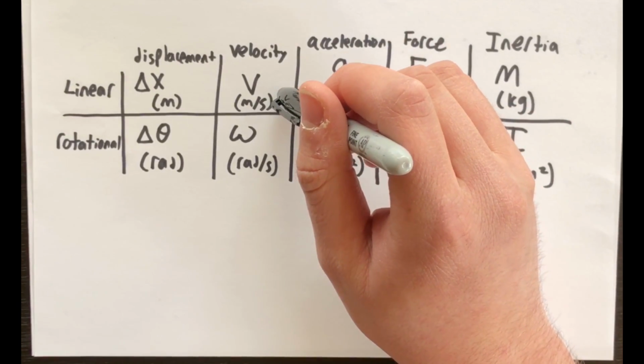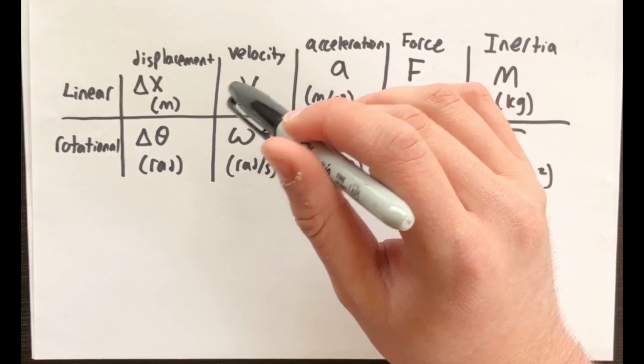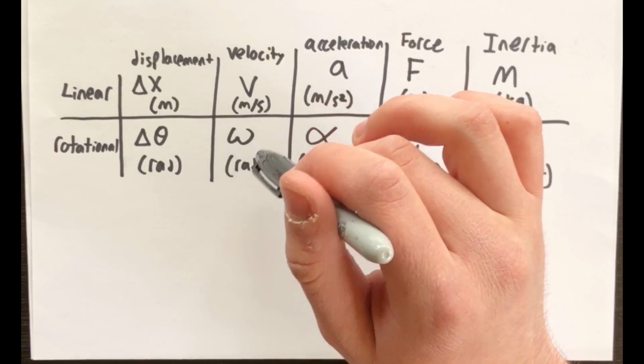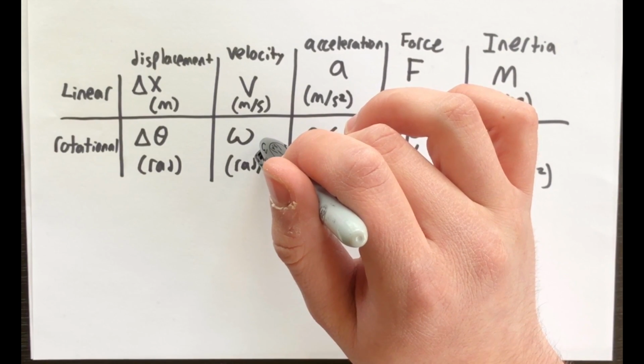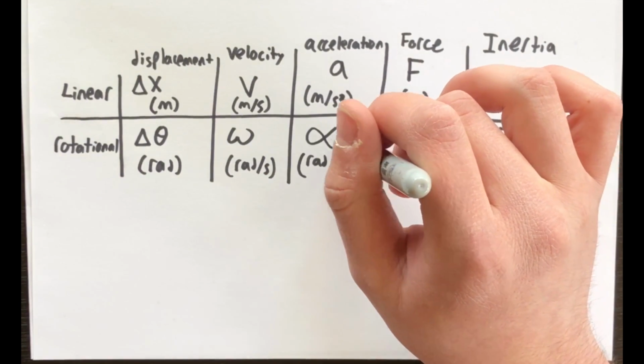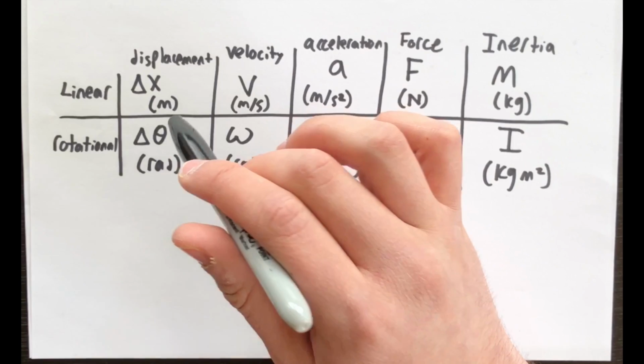The slope of the velocity time graph is going to give you the acceleration, and the area is going to give you the displacement. That's the same as rotational, where the slope of the angular velocity graph gives you angular acceleration, and the area gives you delta theta.